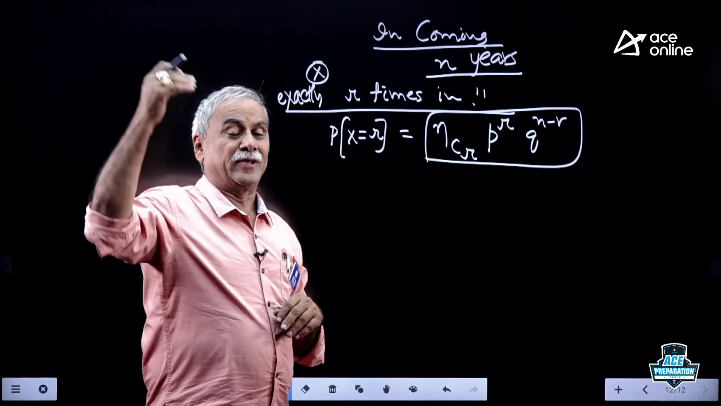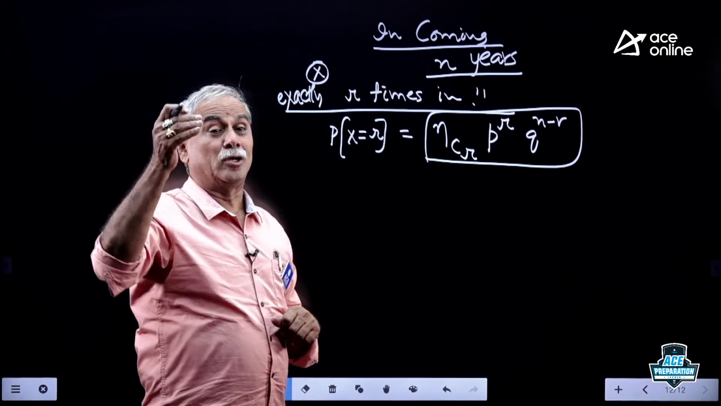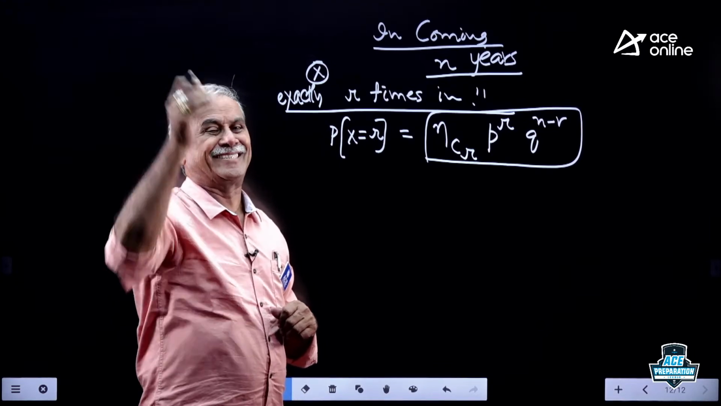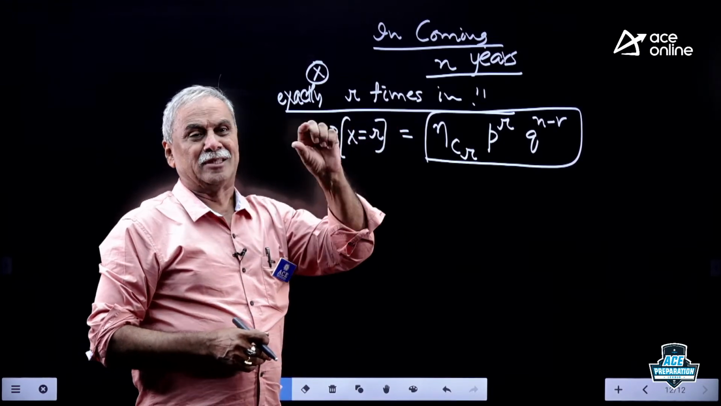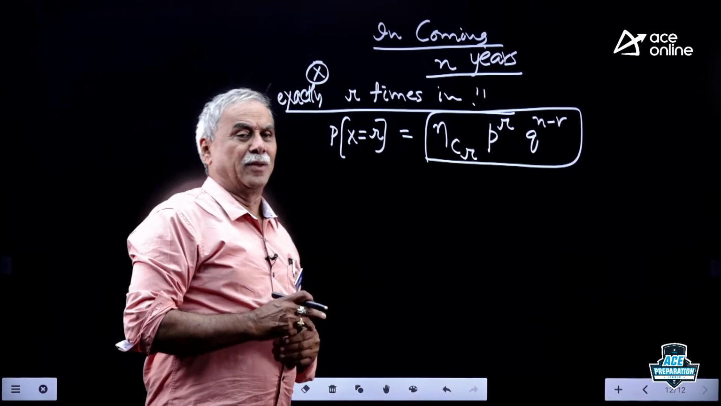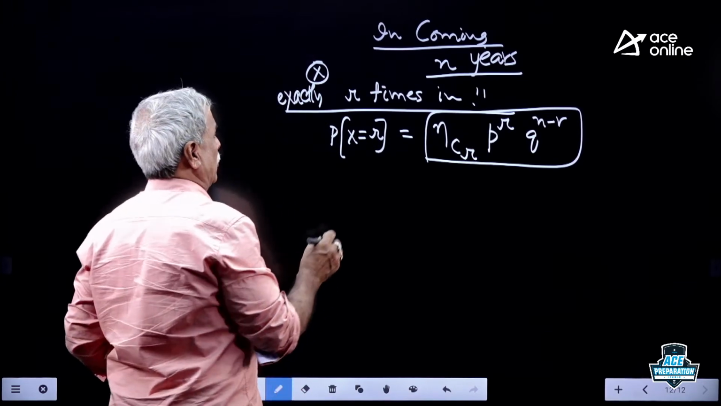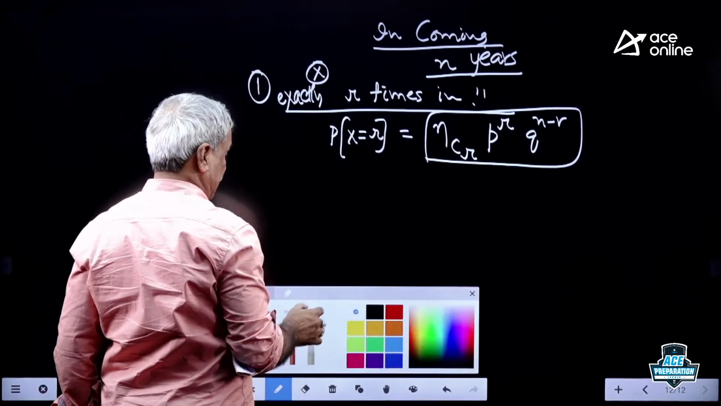N is the number of coming years out of which we are guessing. R is how many times you want to get that particular rainfall equaled or exceeded. This is a very wonderful formula. It's the general term in the expansion of (P plus Q) to the power of n, the general term of the binomial expansion. This is the first useful formula in the chapter.